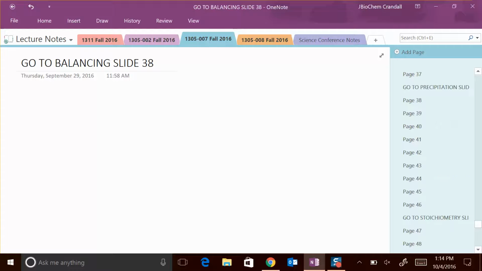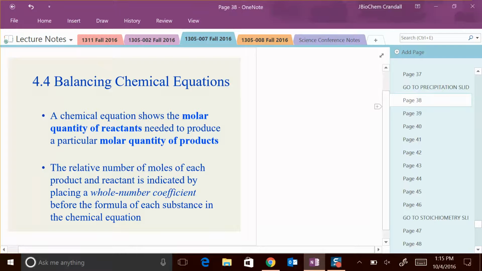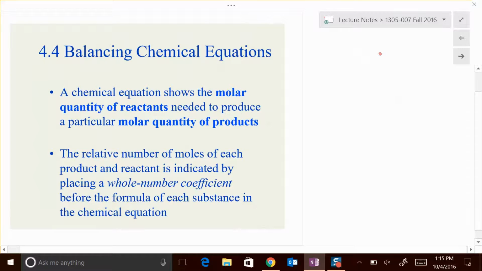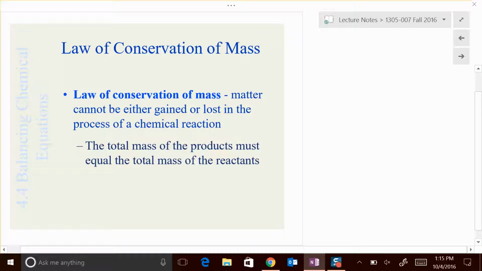So now let's talk a little bit about balancing chemical reactions.